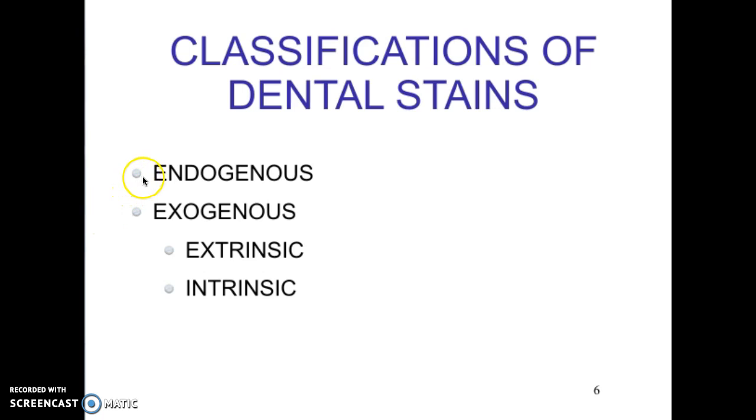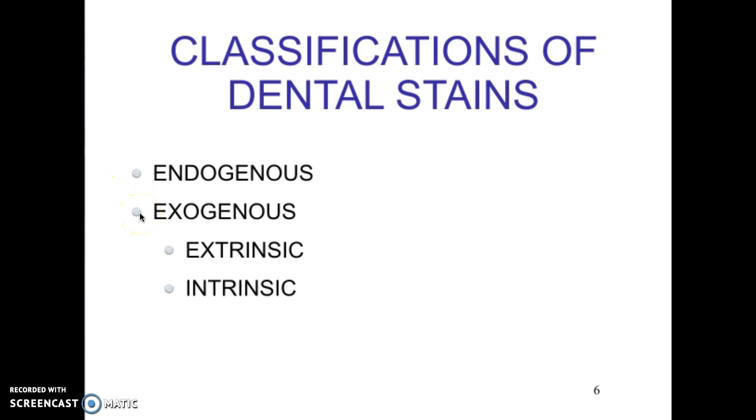Stains are classified as either endogenous or exogenous. Endogenous means that the stain actually developed in the tooth structure as the tooth was developing. So examples would be tetracycline stain as the tooth is developing, amelogenesis imperfecta as the tooth is developing, dentinogenesis imperfecta as the tooth is developing, and these stains are not removable by coronal polishing.